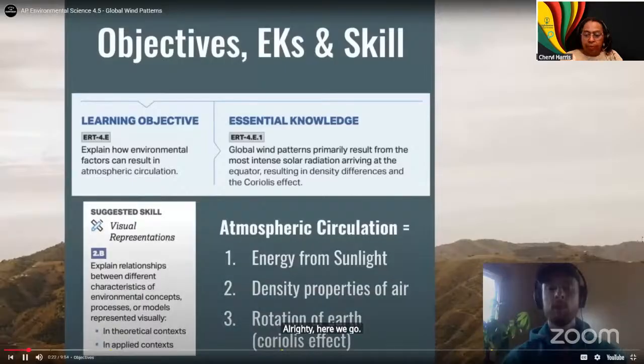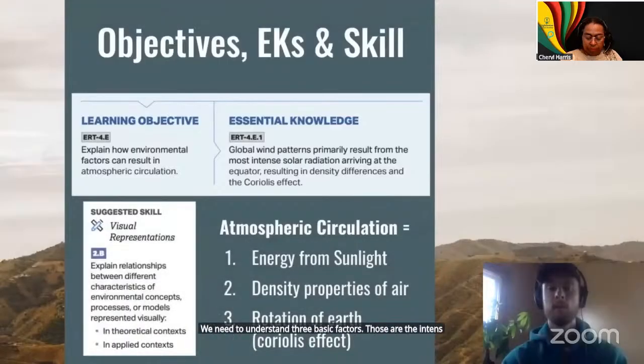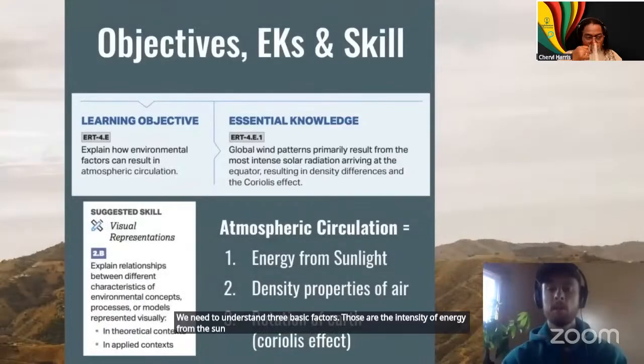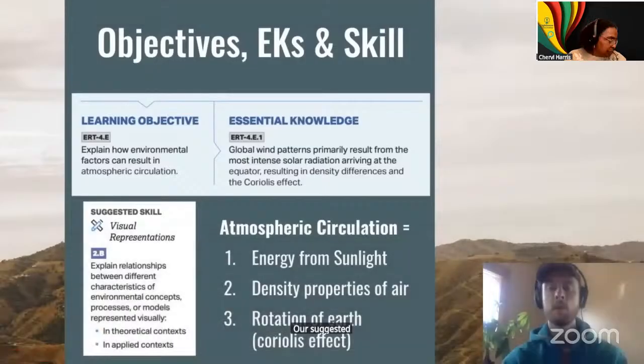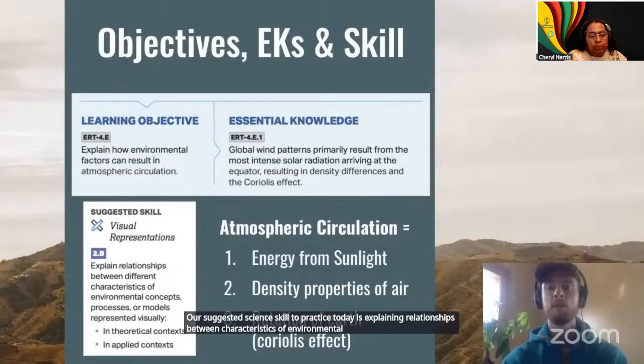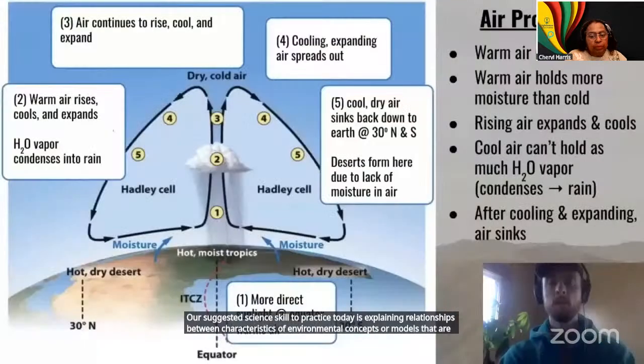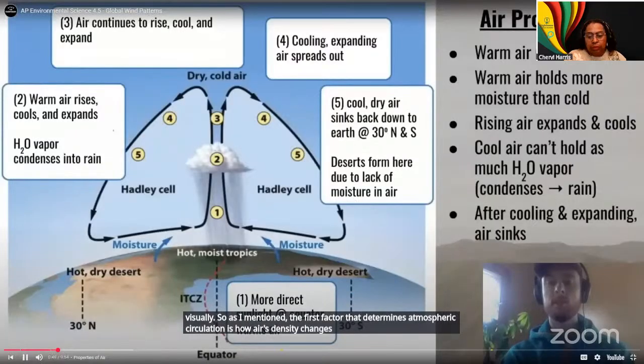We need to understand 3 basic factors. Those are the intensity of energy from the sun, properties of air such as density, and the spinning of the Earth on its axis, which produces something known as the Coriolis effect. Our suggested science skill to practice today is explaining relationships between characteristics of environmental concepts or models that are presented visually. So as I mentioned, the first factor that determines atmospheric circulation is how air's density changes under different conditions.